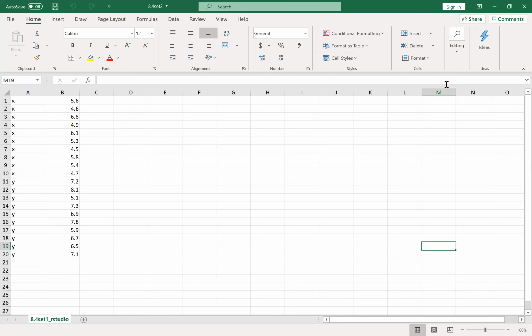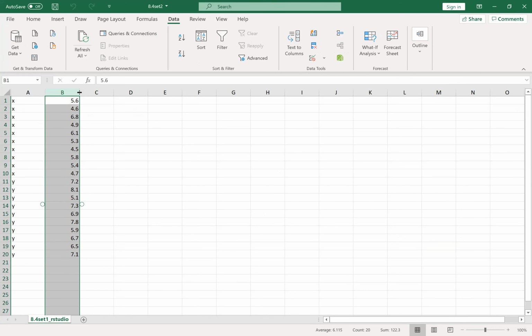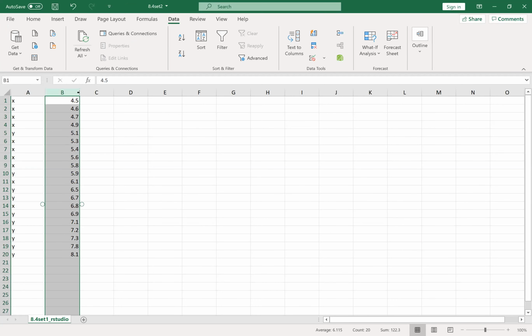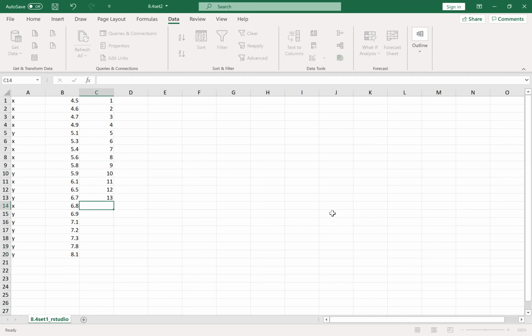So what you want to do is take this column and sort it. You always expand the selection, but we want to sort it by column B. And what happens is you see that you can assign ranks. So this would be 1, 2, 3, 4, 5, 6, 7, 8, 9, 10, 11, 12, 13, 14, 15, 16, 17, 18, 19, 20. So in this right column, let's put up the ranks of just the Y light bulbs.